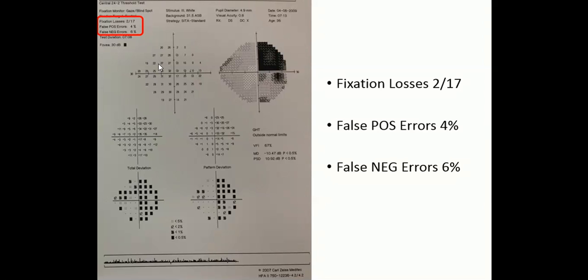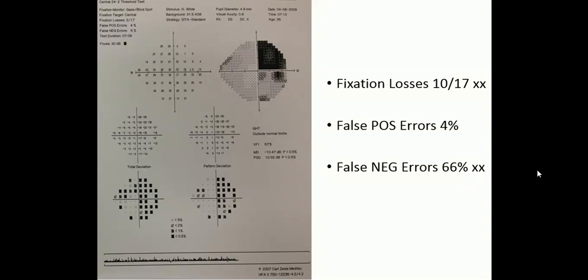So that's an overview of how it works. The machine actually helps us out. Let's take an example and say here that the patient instead had 10 of 17 fixation losses, or 66% fixation losses. What the Humphrey analyzer will often do is put X's beside those values to show you that this is outside normal limits and would be considered unreliable. Okay, that's the end of the discussion on the reliability analysis for visual fields.